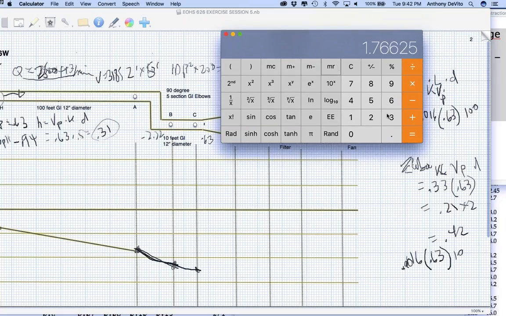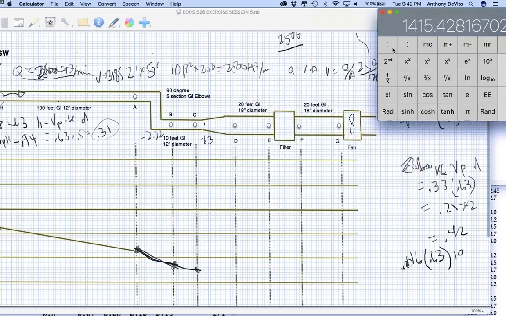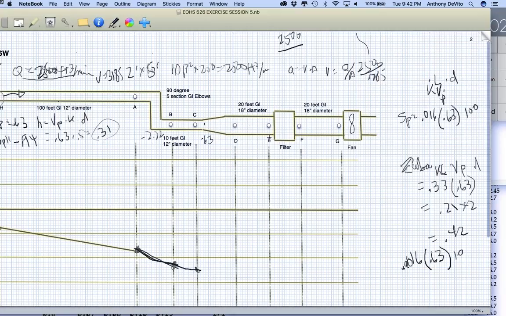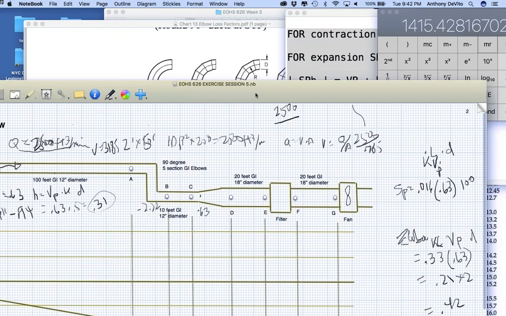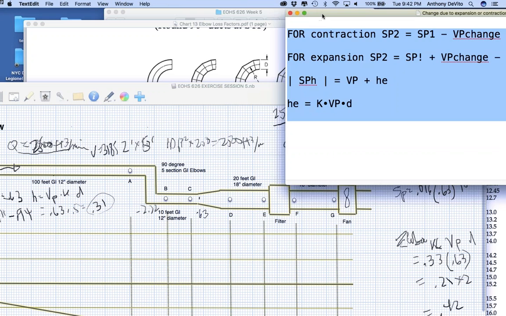Now I'm going to take my 2,500 cubic feet per minute, divide it by the new area, and it's going to be equal to 1,415 feet per minute. So what's the velocity pressure now? Anybody want to hazard a guess on what the velocity pressure is now? Go to the chart. Chart 7, I guess it was. I forget which one it is now.